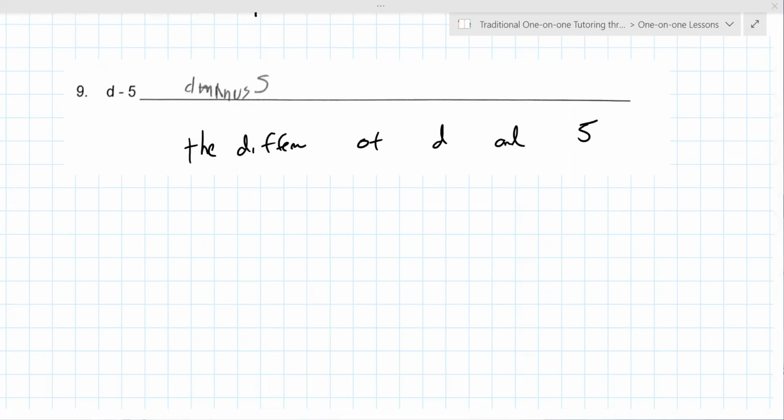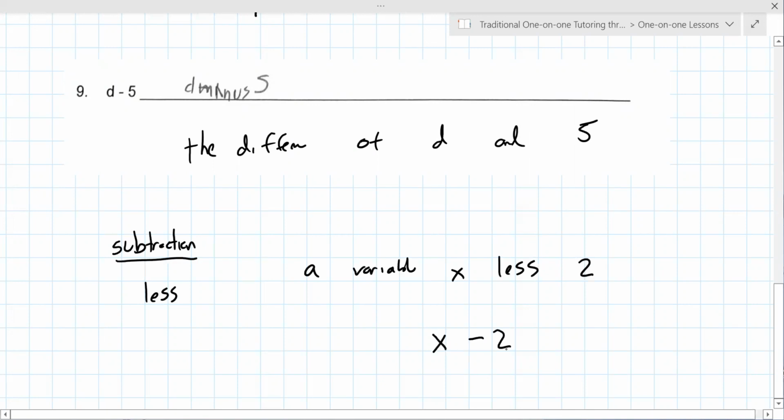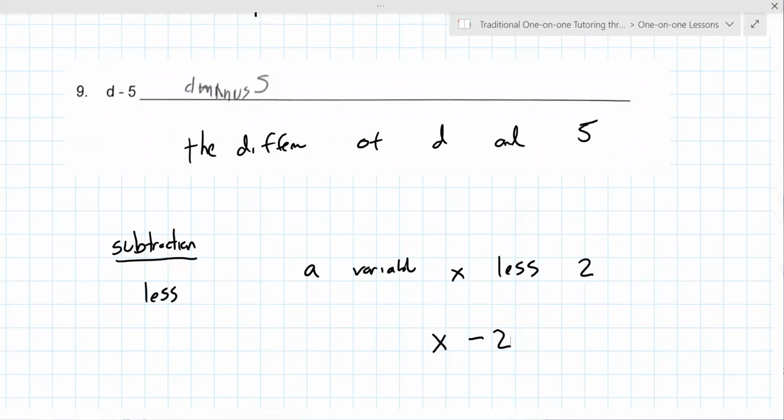You can also use some other words for subtraction. Sometimes they use the word less. Like it would be written this way: a variable x less 2. And that means x minus 2. Did you see that at all in class? Yeah. Okay, and that one's kind of the awkward one.